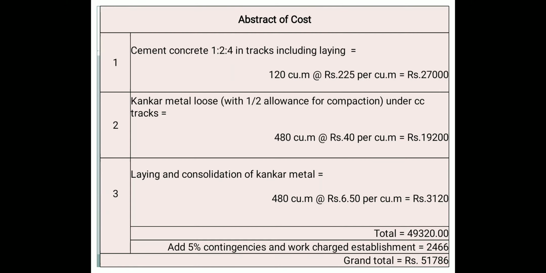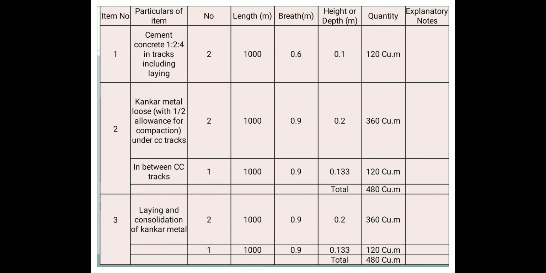So for cement concrete, the abstract cost is calculated based upon the detailed estimate. Cement concrete laying in tracks is 2,000, 0.6, 0.1, it is 120. Concrete metal with the allowance under cement concrete is 2,000, 0.9, 0.2, 360. In between tracks is 1,000, 0.9, 0.133, it is 120. Laying and consolidation of concrete metal is similar to that of the concrete metal loose. It is the same, 360, 120, that makes a total of 480.